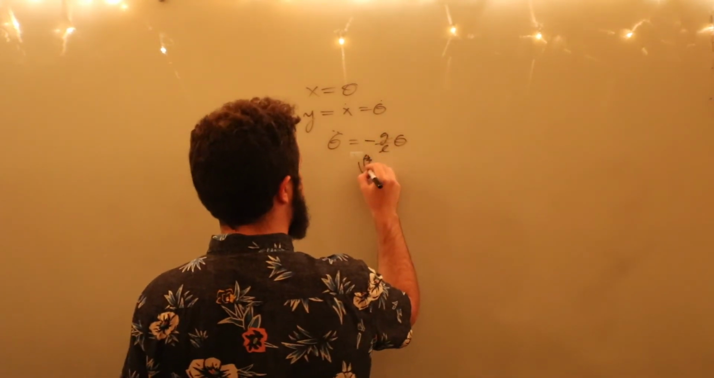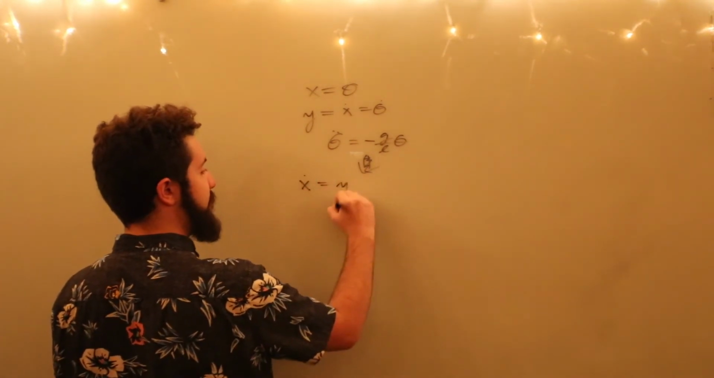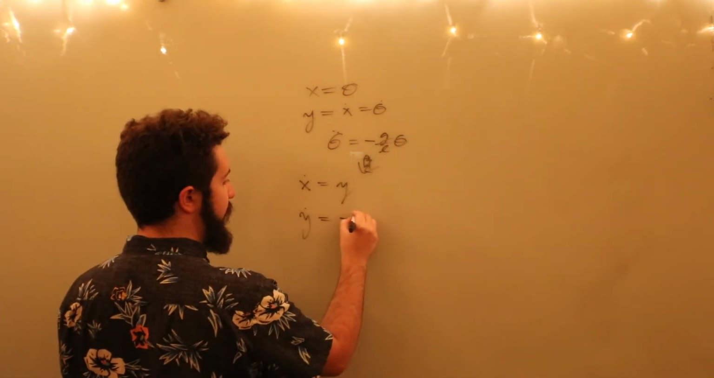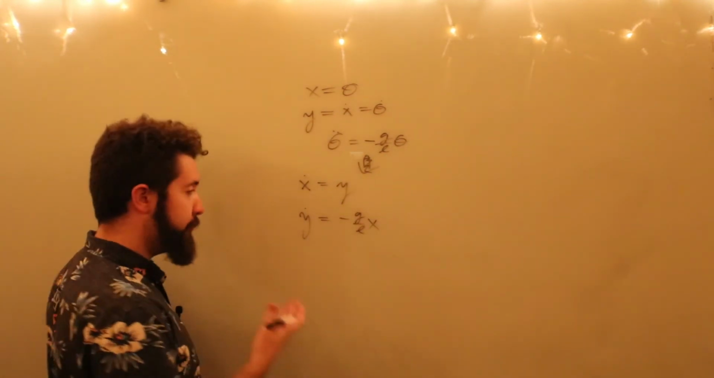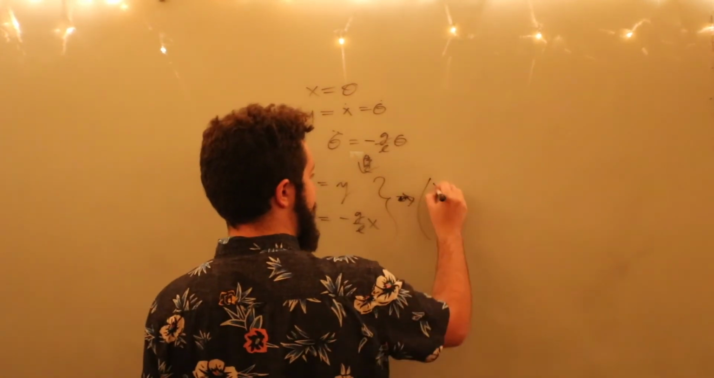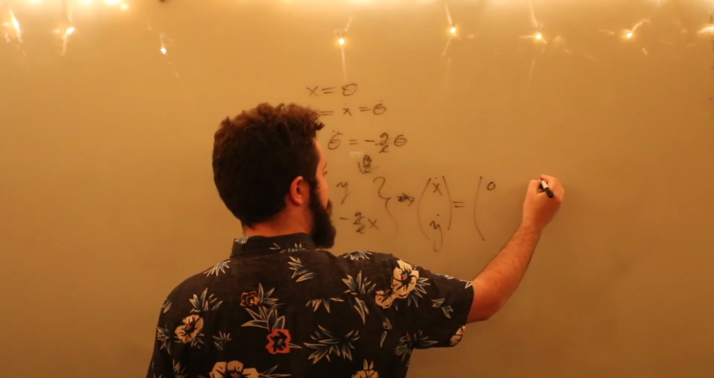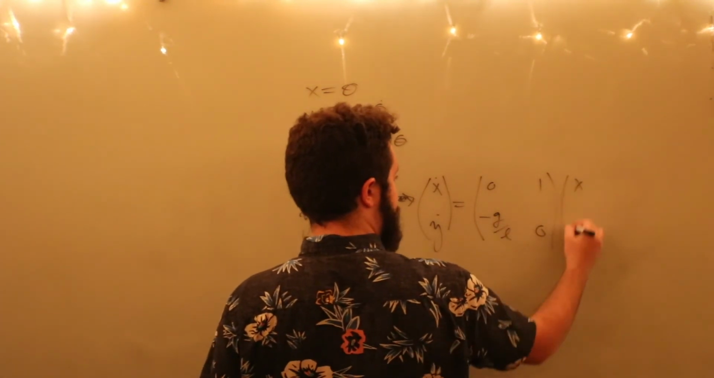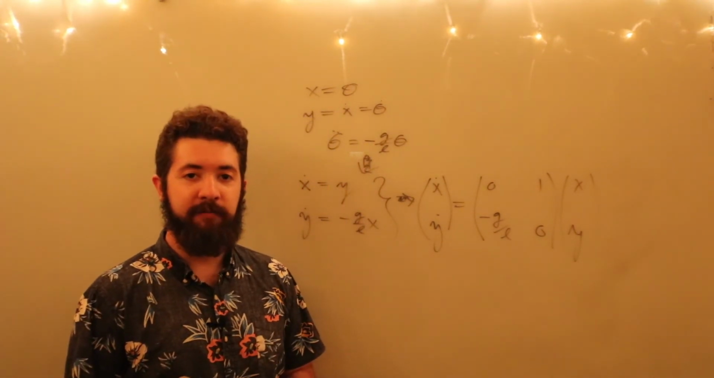This implies that we have a system: x dot is equal to y, and y dot, which is theta double dot, is equal to negative g over L times what's theta? x. Or if we want to write this in matrix form, which is going to be convenient for us, we can write it as x dot, y dot is equal to [0, 1; negative g over L, 0] times the vector x, y. And then we can solve via eigenvectors.